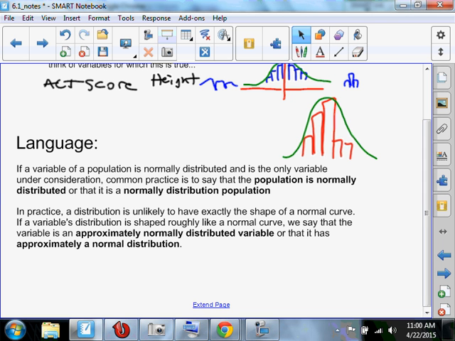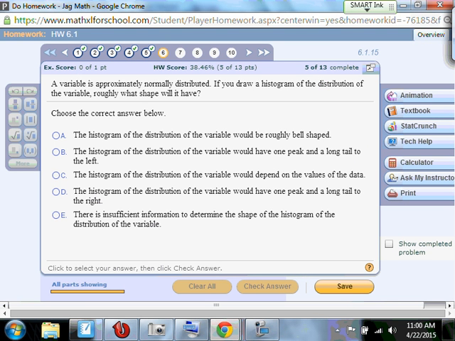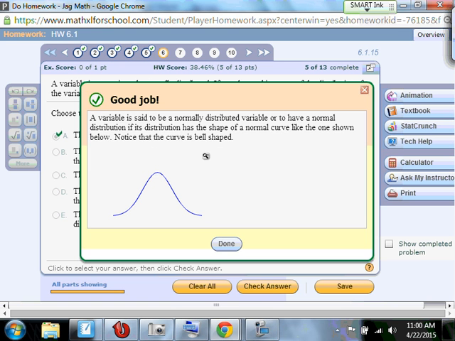So I guess we'll go back to Math Excel and see if we picked up anything that'll help us yet. Question 6. A variable is approximately normally distributed. If you draw a histogram, roughly what shape will it have? Roughly bell-shaped. There we go. Roughly bell-shaped. We doing all right so far? Okay.